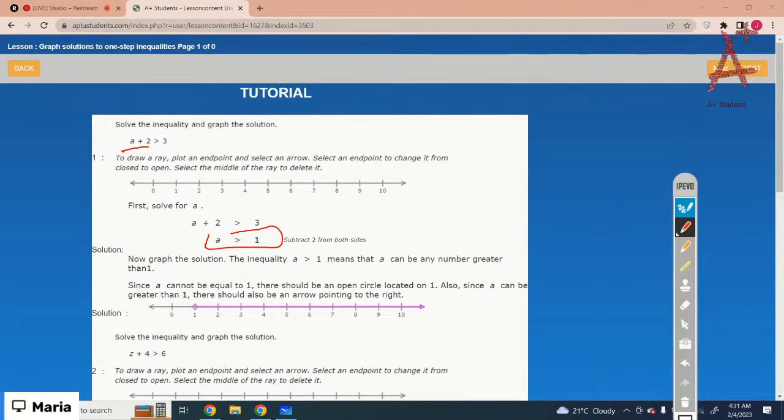So now the graph tells us the solution. The inequality a is greater than 1 means that a can be any number greater than 1. So just plot the graph. 1 is not included, so it has an open circle, and all the values are greater than 1, so it would be on the right hand side of the mark. So it would be a is greater than 1.